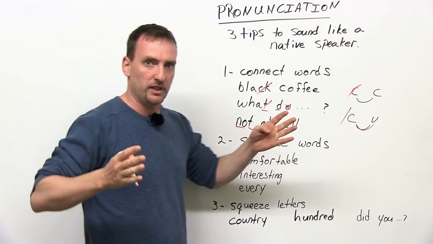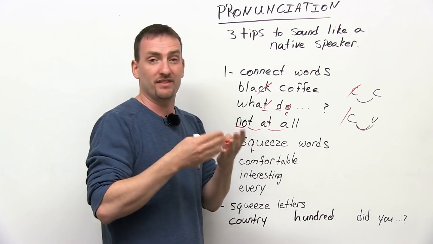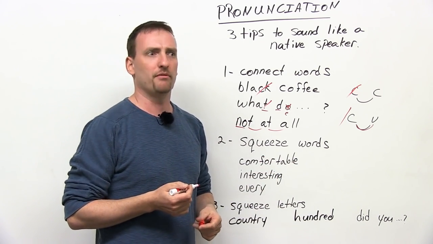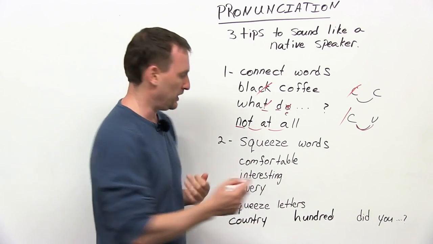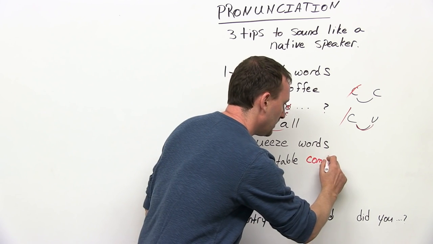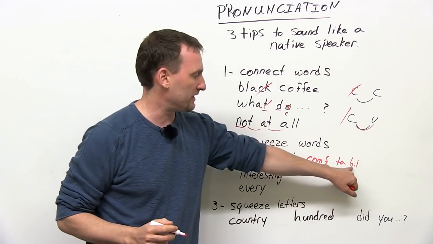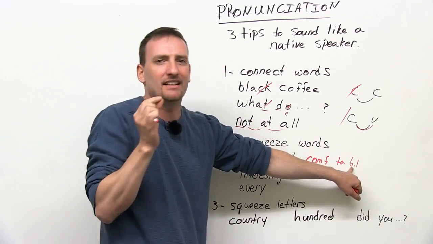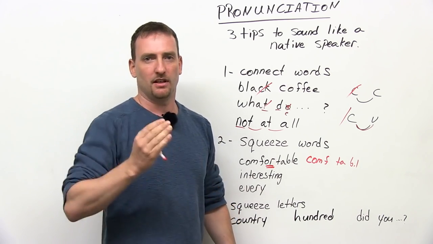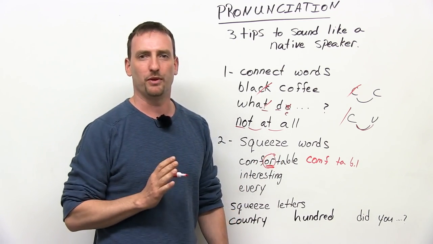Another thing we do is we squeeze some words, okay? Certain words, we don't say all the syllables. We don't even say all the letters. I've heard many students say, comfortable. But native speakers, we don't say this part. We don't say the or. We say comf, ta, bull. And notice the last sound is like a small, tiny little I in there. Comfortable. Comfortable. Okay? We don't pronounce the or. Comfortable. No, don't do that.